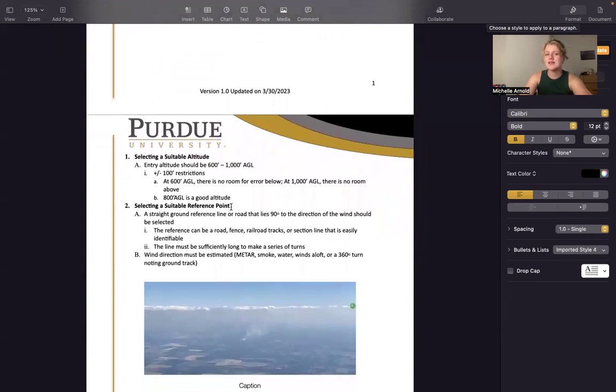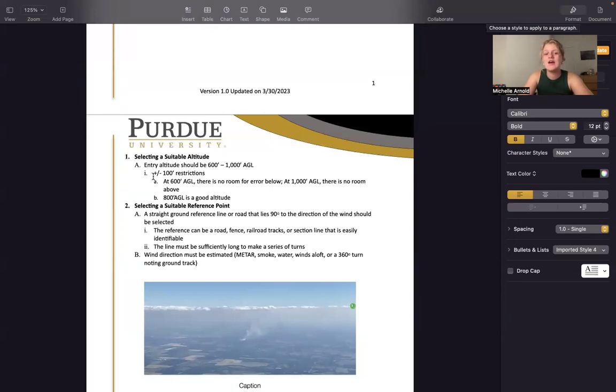So the ACS says the entry altitude should be between 600 and 1000 AGL. So when choosing your altitude, I would normally choose about 800 AGL because if you choose 1000, there's going to be no room for error. And if you choose 600, there's also going to be no room for error. So 800 gives you about 200 feet of leeway with that.